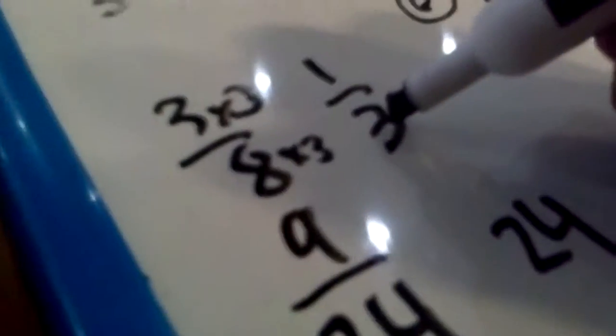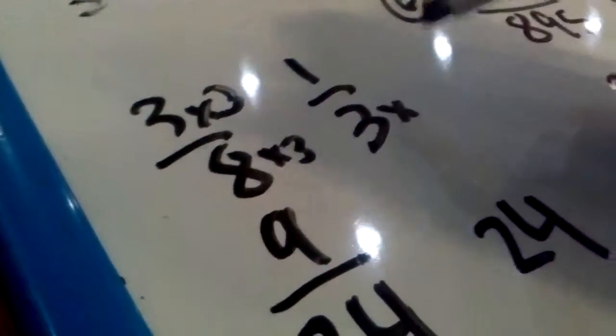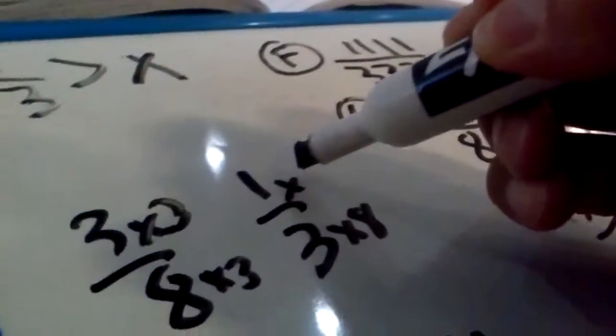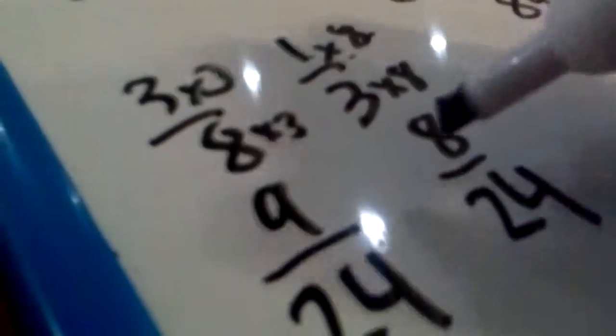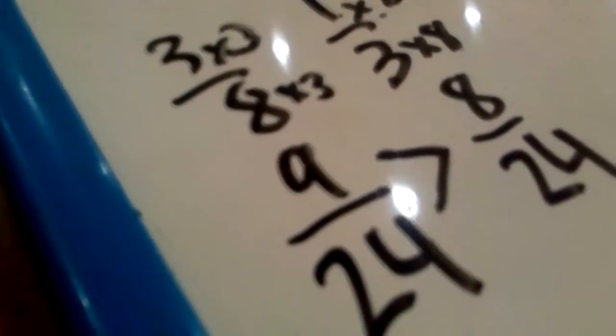And to compare them, we have to make them the same. They have to have similar denominators, right? The same ones. So let's have them. How do you get from 8 to 24? You multiply by 3, so you do that to the top as well. How do you get from 3 to 24? You multiply by 8. Whatever you do to the bottom, you do to the top. 1 times 8 is 8. So now you can clearly see that that one's bigger, right?